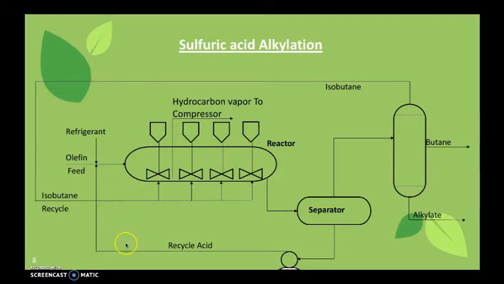The reactor effluent will go into a separator in which hydrocarbon is separated from the acid. As we can see, acid will return to the reactor to recycle, while the hydrocarbon will enter into a fractionation section, which comprises a depropanizer, a deisobutanizer, and a debutanizer, so that we will get our products separately and the isobutane will be recycled to the reactor.